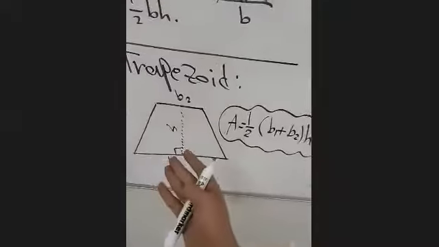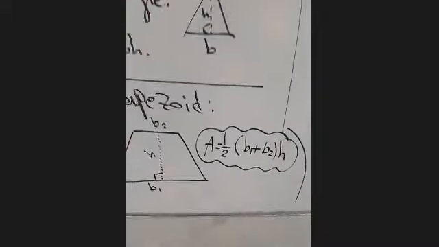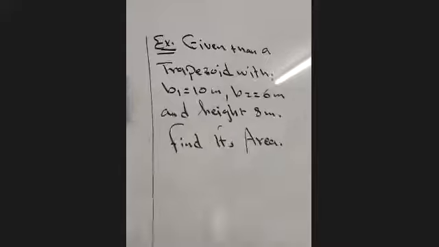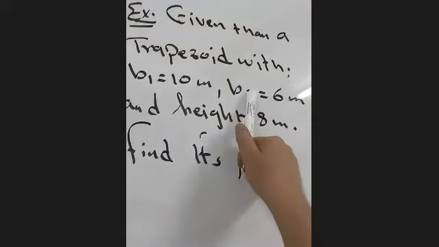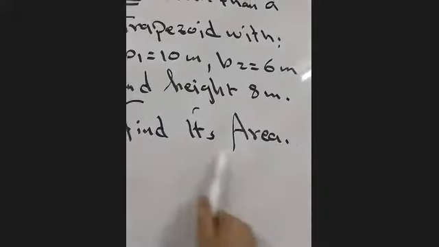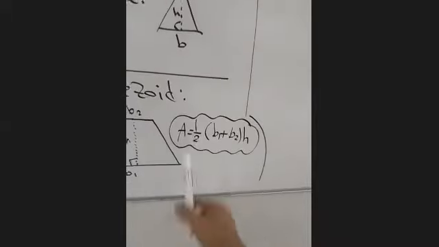Here the question is not graphed, it is not drawn. But I don't care about the graph if I have the given information or the wanted information. So here I have this one, I have this two, I have the height, so I can find the area following the formula. The first step, I will write the formula.